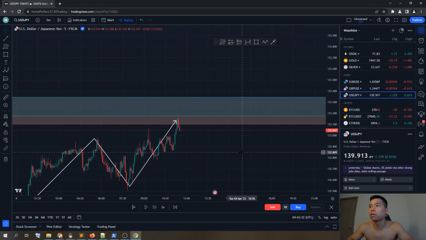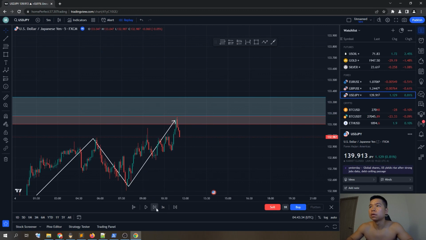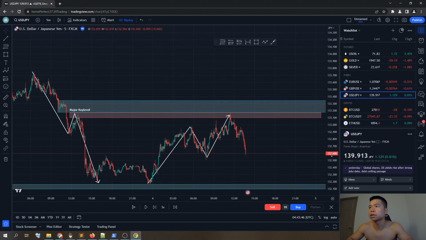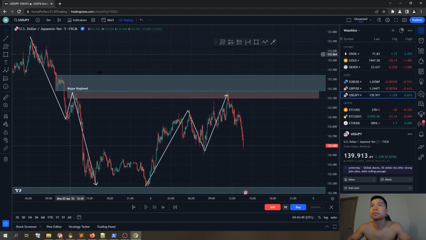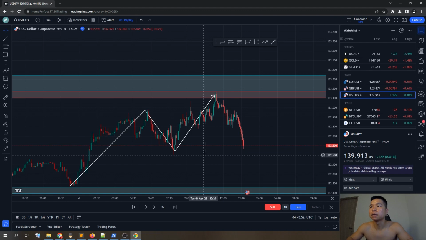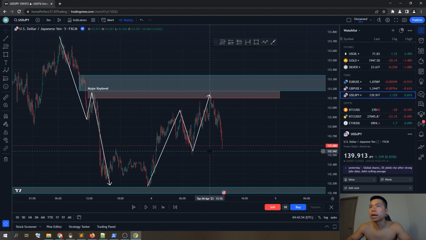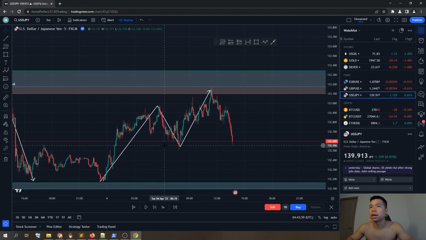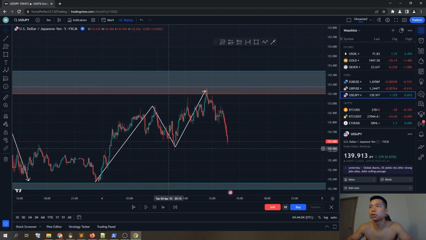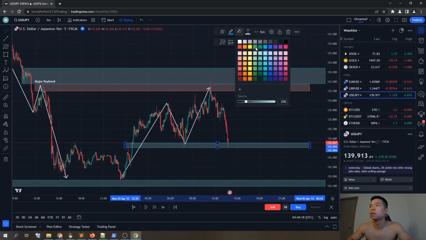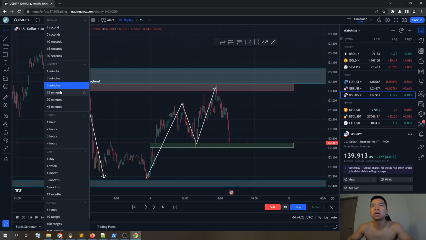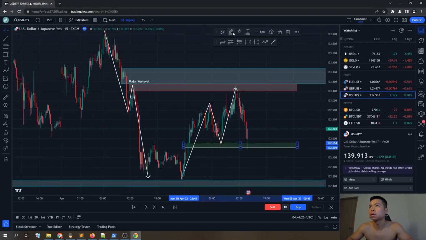So I will wait for the price to... okay, so the price is going down, which is a good sign. And it goes back to the gap over here. It's a gap here which has been retraced back.